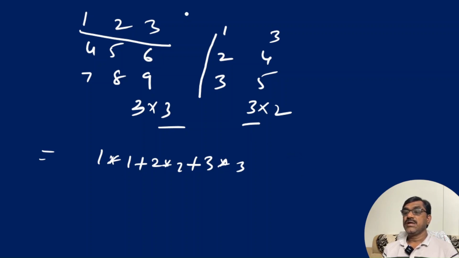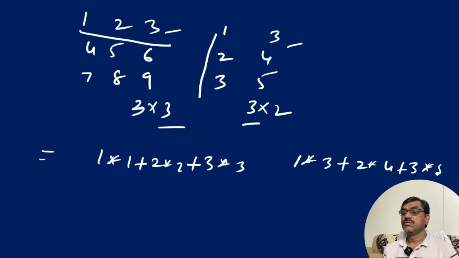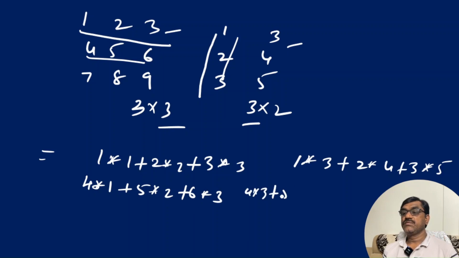Next, again take the same row and go to the second column. Here we multiply 1 into 3 plus 2 into 4 plus 3 into 5. Now for the second row, you multiply with the first column. That means 4 into 1 plus 5 into 2 plus 6 into 3. Next, 4 into 3 plus 5 into 4 plus 6 into 5.